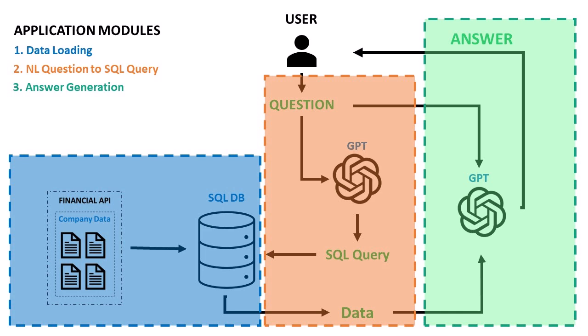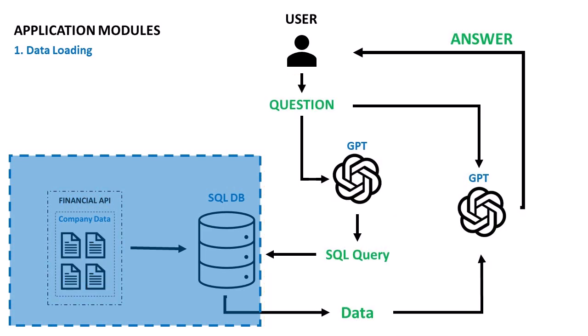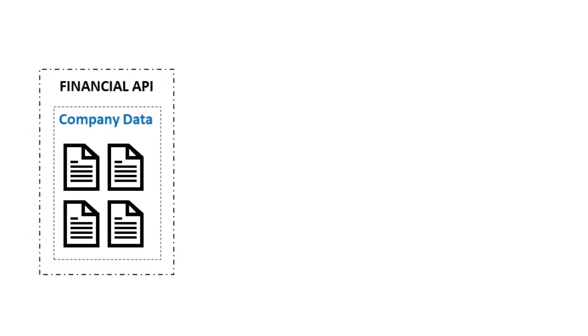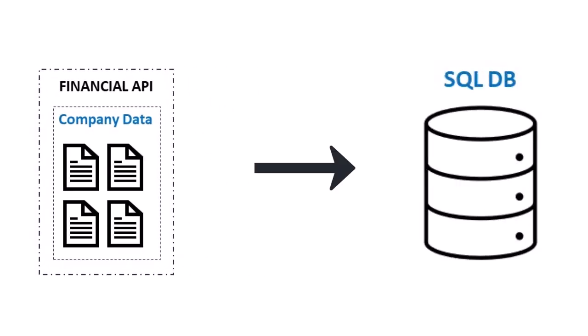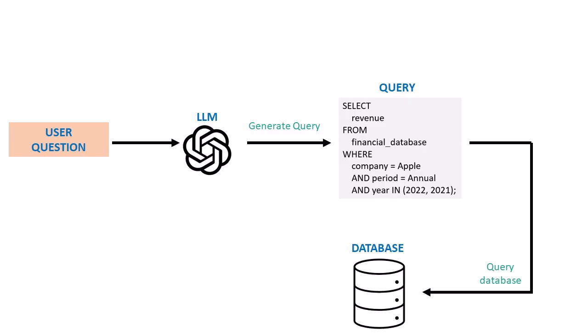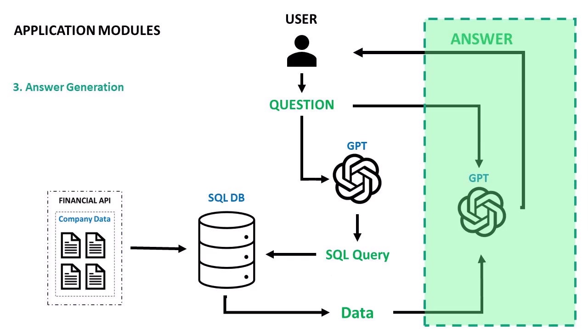modules. The first module was data loading, which provided access to real-time data by gathering a company's full financial data set from a financial API and then loading that into a database. The second module was natural language to SQL query conversion. This gave the assistant the ability to access the database with simple natural language questions and statements provided by the user. In this video, we cover the third module, which is the question answering or synthesis.